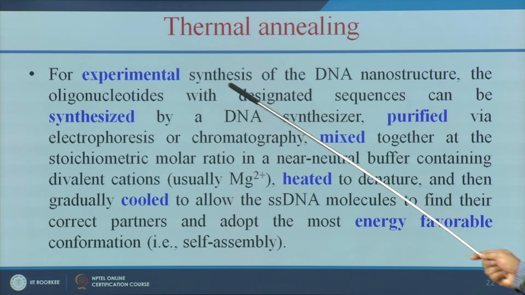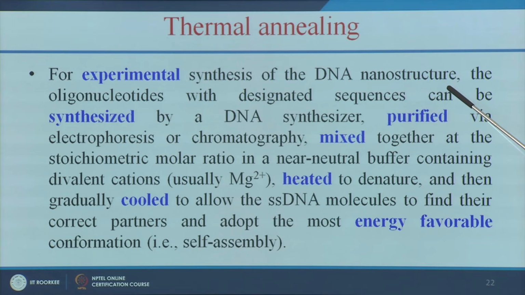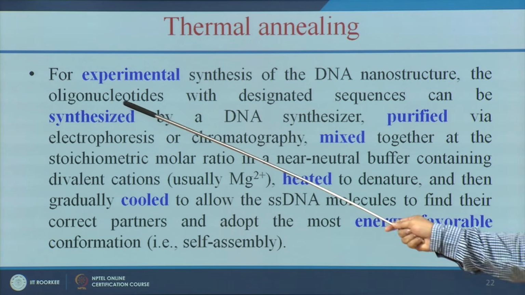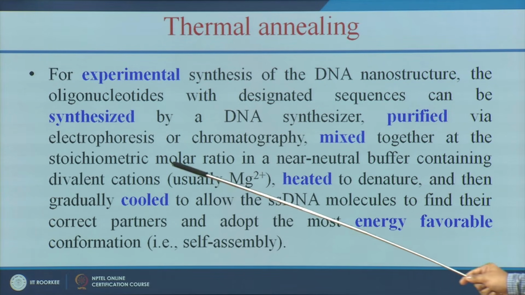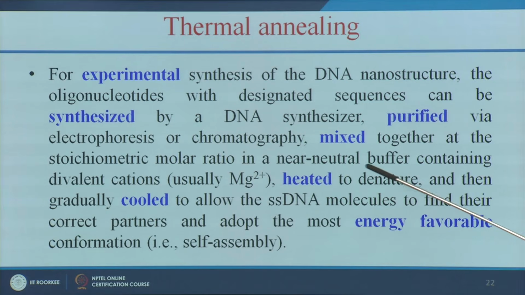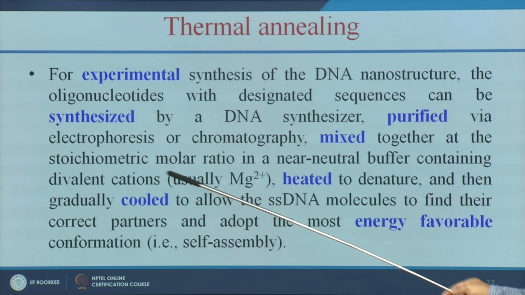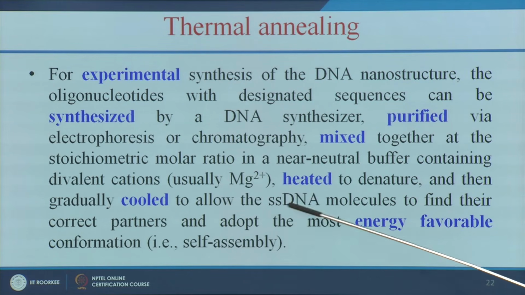So, for experimental synthesis of DNA nanostructures we need a larger amount of DNA. How can we synthesize the DNA? These oligonucleotides can be synthesized by a DNA synthesizer and purified by techniques like electrophoresis or chromatography, and mixed together at the stoichiometric molar ratio in a near neutral buffer containing divalent cations. If you want to denature the DNA you can heat it, which will break the hydrogen bonds, and if you want to renature it, it can be cooled, so that the single stranded DNA combines and forms double stranded DNA. This is a very good example of self assembly.